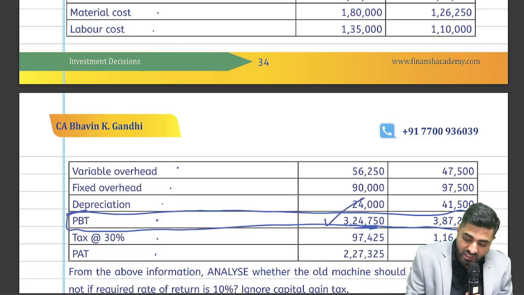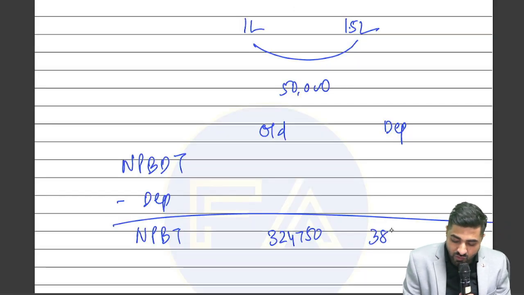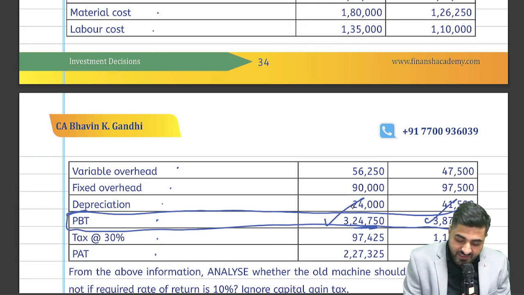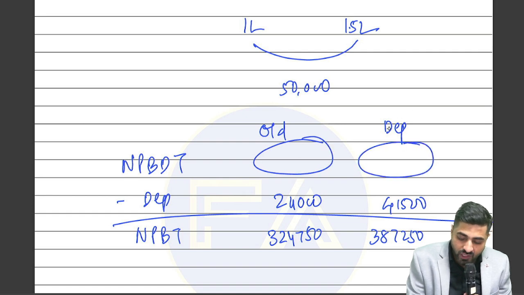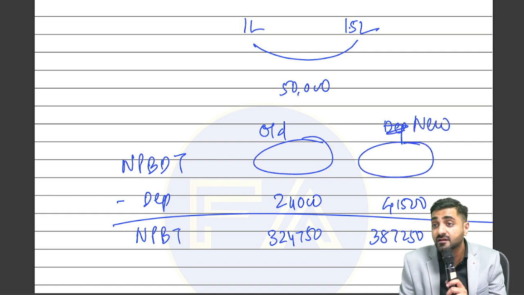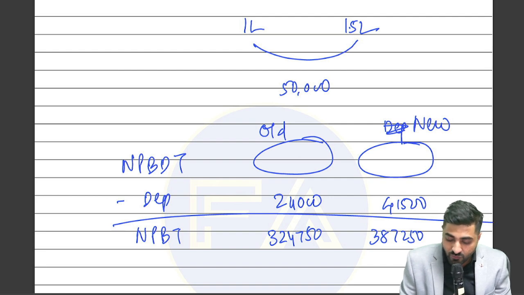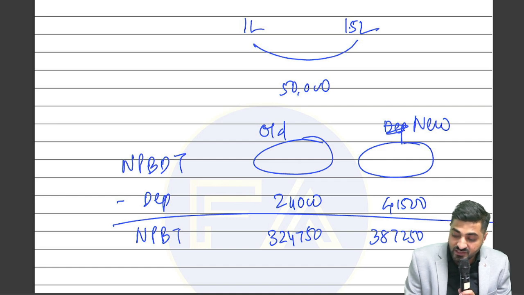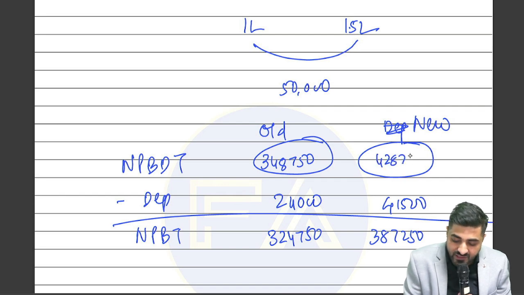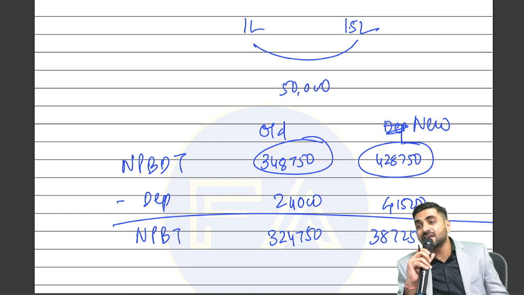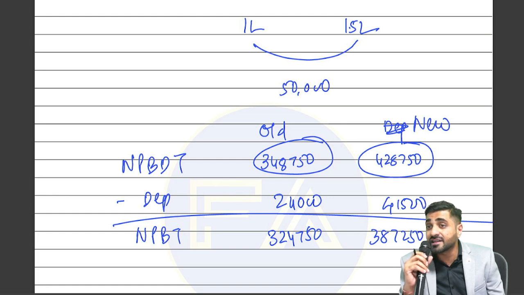3,24,750. What is the new machine NPBT, beta? 3,87,250. What is the amount of depreciation, beta? 24,000 and 41,500. Can I get the NPBDT between old and new machine? Come on, yes or no? Yes, sir. Can I say that is 3,24,750 plus 24,000? How much is this, beta? 3,48,750. And 3,87,250 plus 41,500. This is what, beta? 4,28,750. Can you all please answer this in one voice and tell me, are we earning some extra NPBDT?